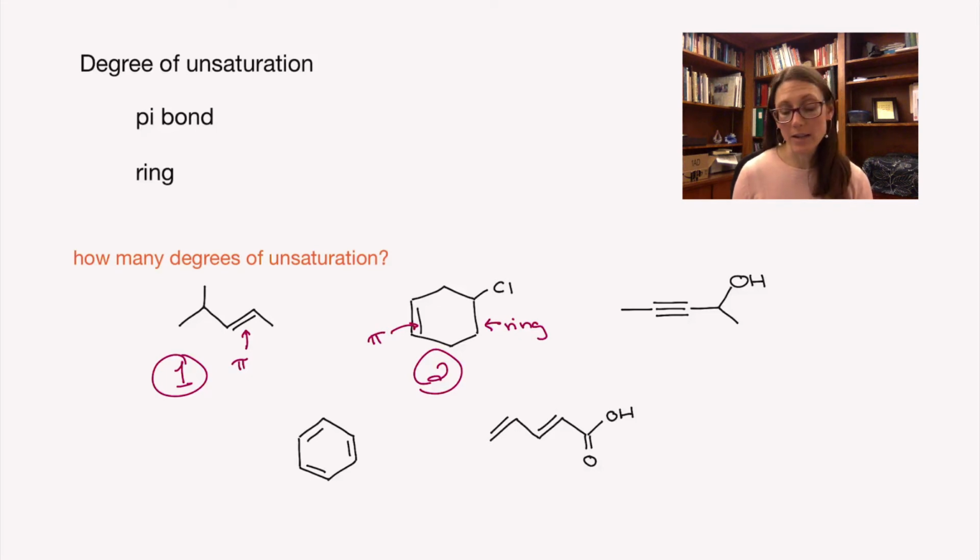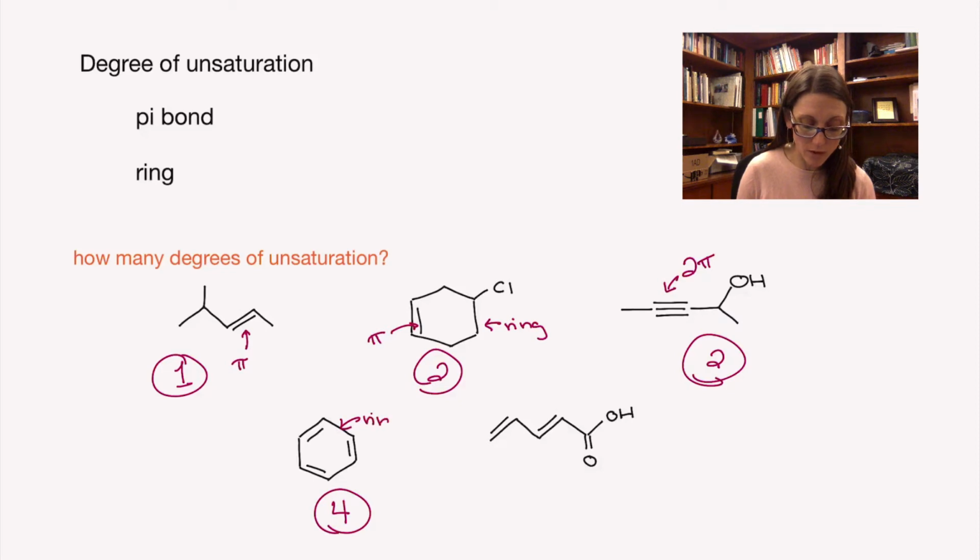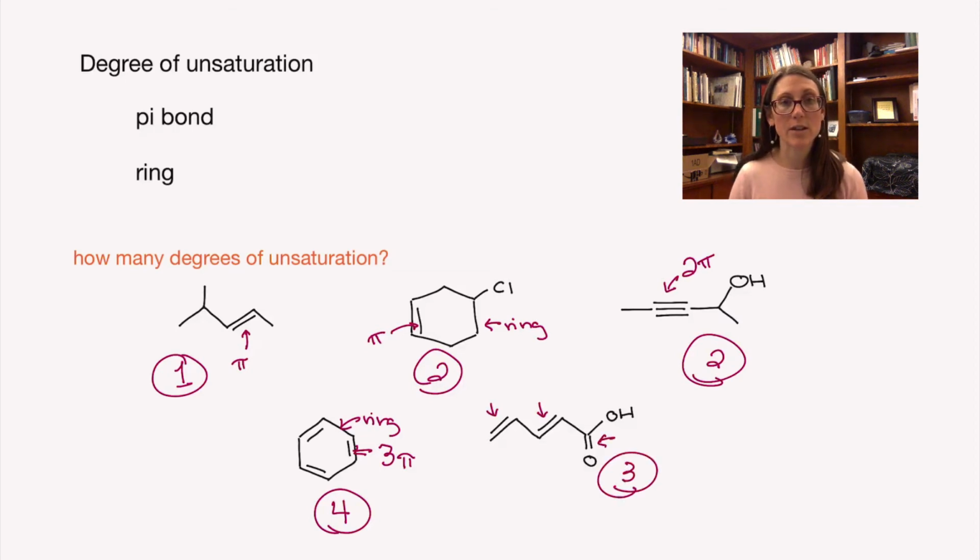Over on the right, we have a triple bond. Remember, a triple bond has 2 different pi bonds in it. And so my unsaturation number for that molecule is 2. For the benzene ring, this one's the heavy hitter. It has a ring and 3 pi bonds. This has a total unsaturation number of 4. The last structure I have drawn will have an unsaturation number of 3. There are 3 distinct pi bonds in this molecule, and so that is its degree of unsaturation.